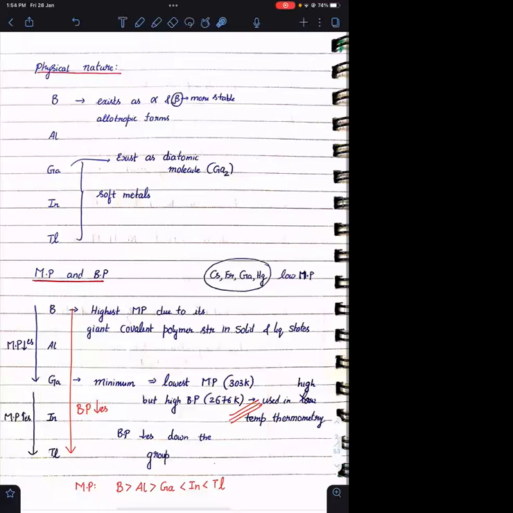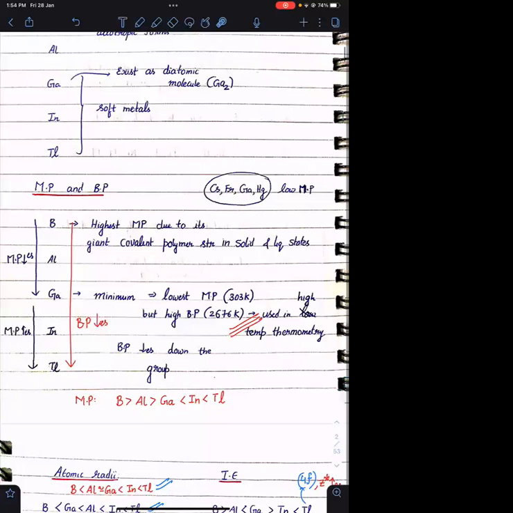So gallium, indium, thallium are soft metals, while aluminium is considered to be hard. Even boron, even though it is a non-metal, is considered to be hard because of its chained polymeric structure. Is that clear? Okay. Melting and boiling points.